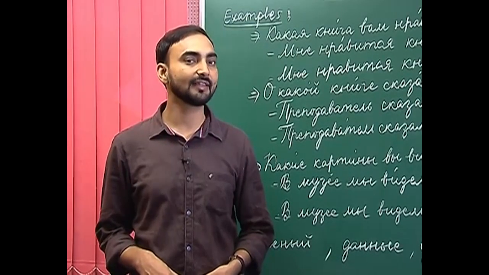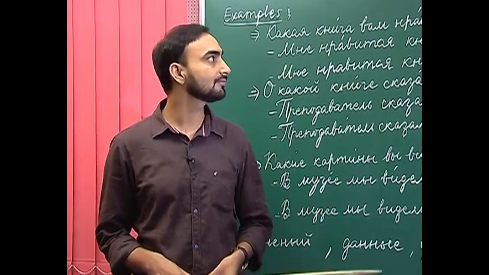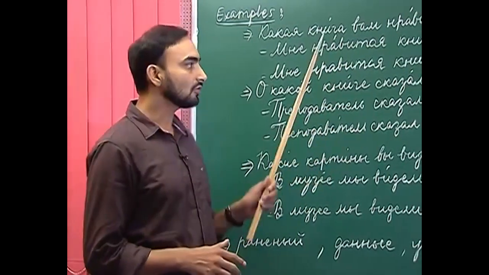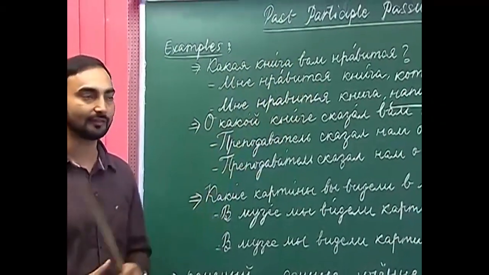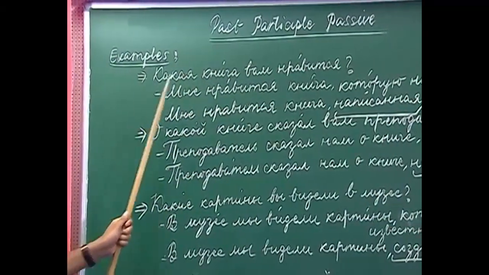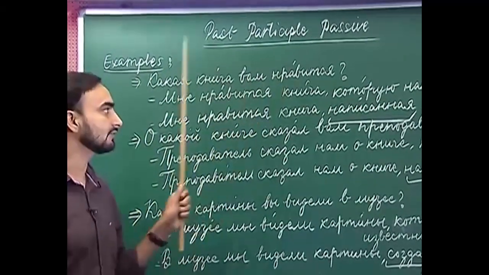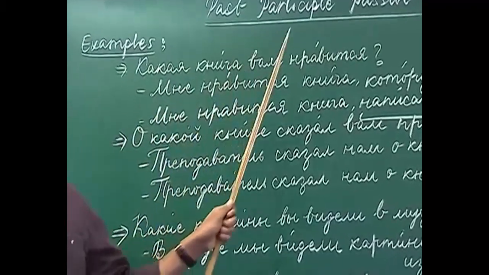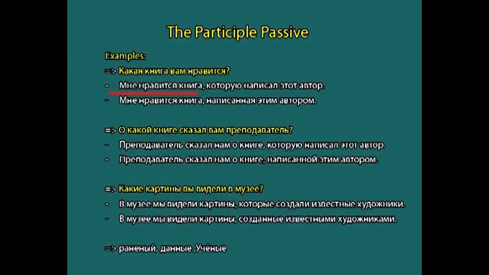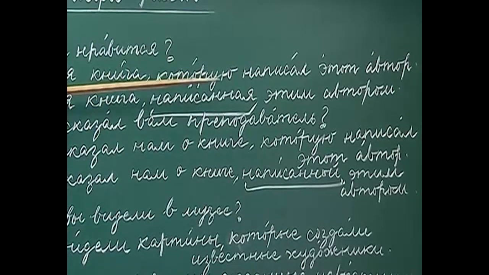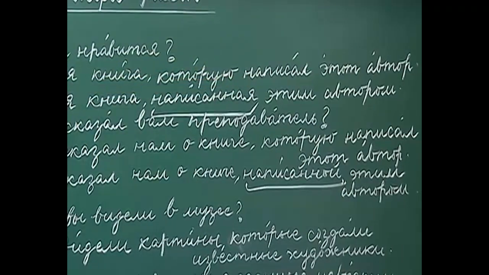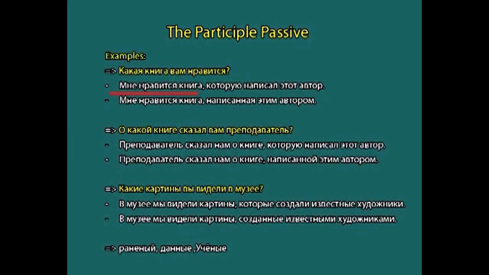Now, let us look at some of the examples of past participle passive. How do we use past participle passive in sentences? For this, again I have written a question with какая. Какая книга вам нравится? So, which book do you like? Мне нравится книга, которую написал этот автор. So, here we are using a complex sentence with который. I like the book which was written by this author.